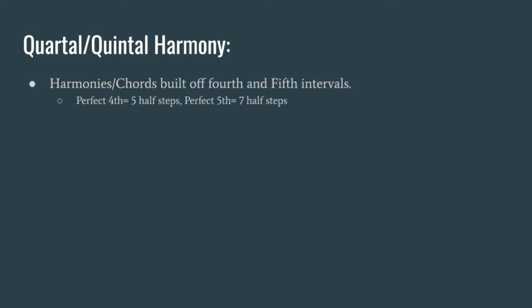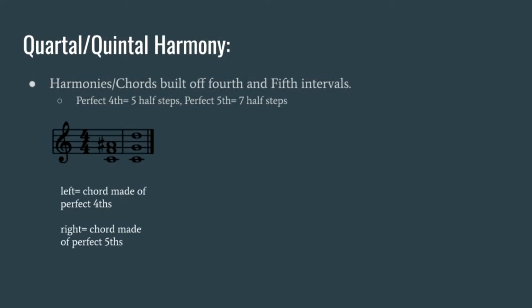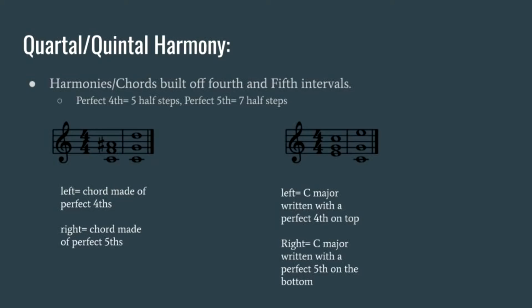Quartal and quintal harmony is used to describe harmonies or chords built off of 4th and 5th intervals. This can be used to describe chords built entirely out of these intervals, or even regular chords written so that they make the most use of any 4th or 5th intervals that may appear naturally between their notes. In this video, we'll be using both approaches to capture the Studio Ghibli sound.